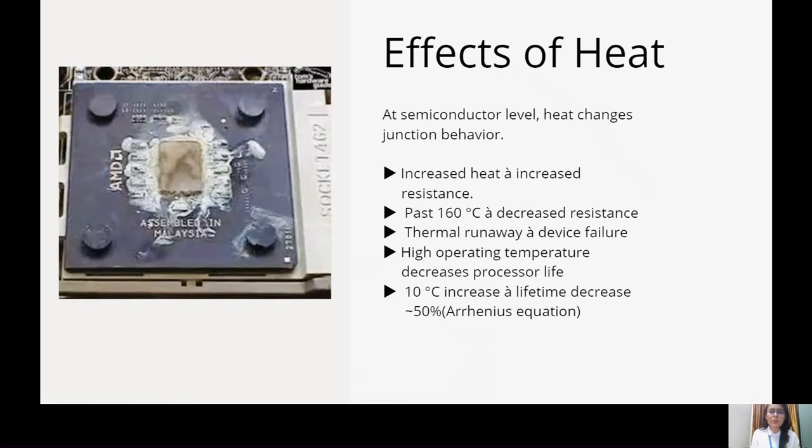Now, what is the effect of heat in a CPU cooling system? Heat changes junction behavior at the semiconductor level, while an increase in resistance will increase the heat too. And thermal runaway, a device failure, occurs due to the heat energy produced. Also, a high operating temperature decreases the processor life.